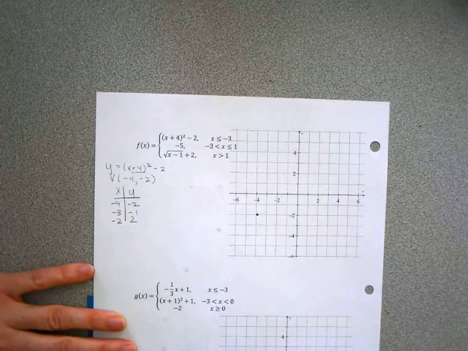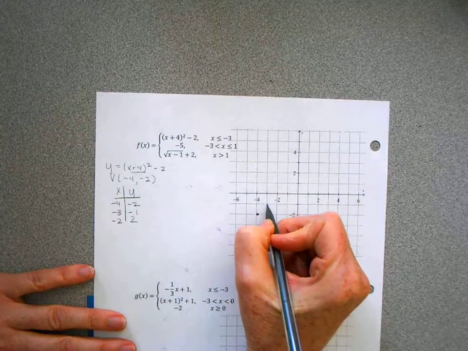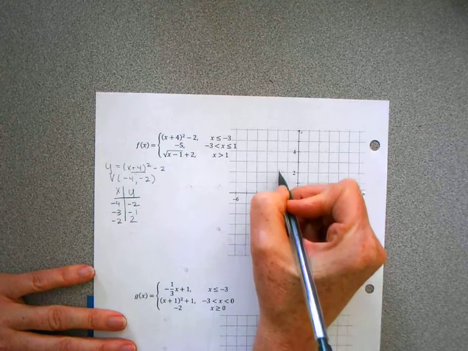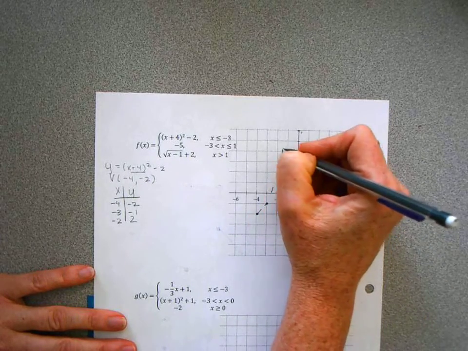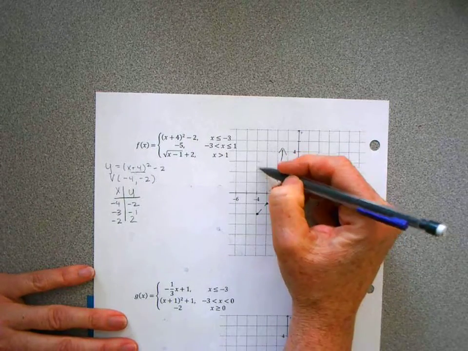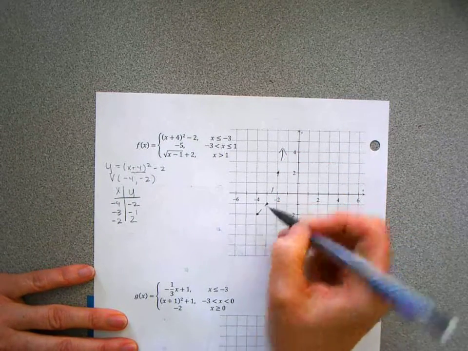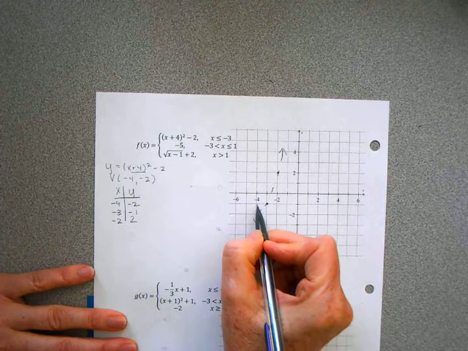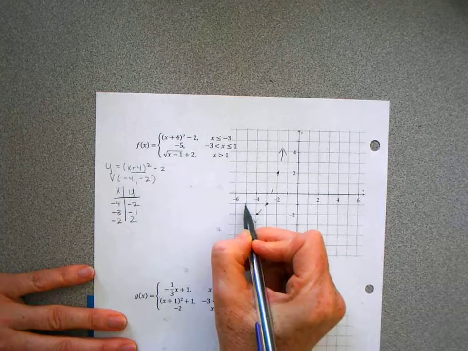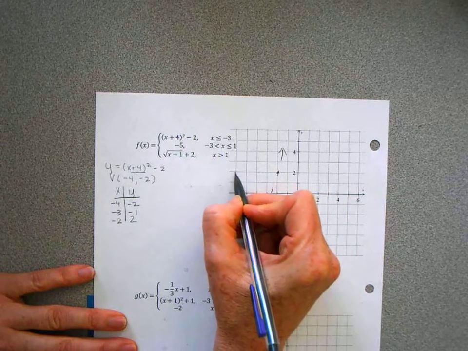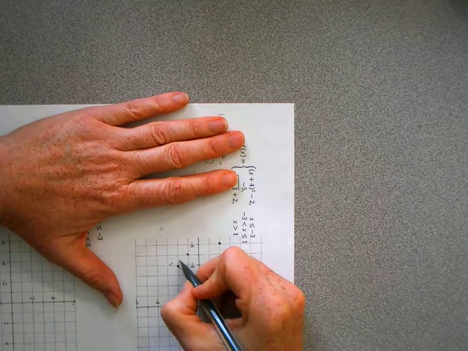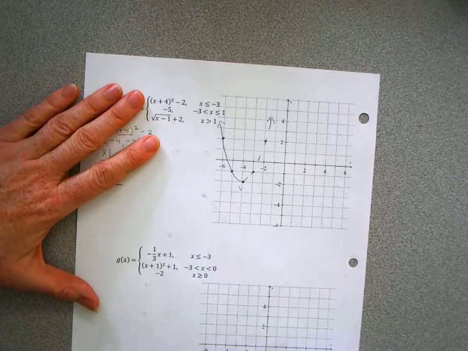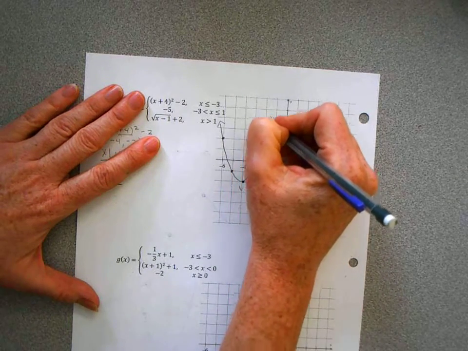Let's plot those points. I have x is negative 3, y is negative 1. X is negative 2, y is positive 2. And I pencil in my first half of my quadratic. I know the axis of symmetry is right here at x equals negative 4 at the vertex, so I reflect over the vertex. This point reflects here, this point reflects here, and now I'm ready to draw in my quadratic function, all of it. Okay, so that's my quadratic function. I'm going to pencil it in so you can see it more clearly.